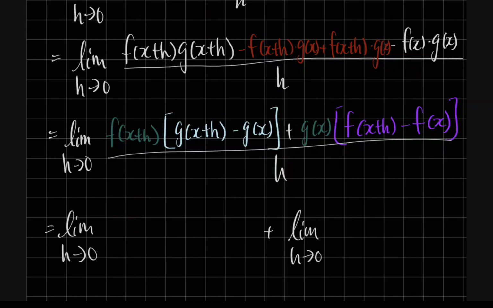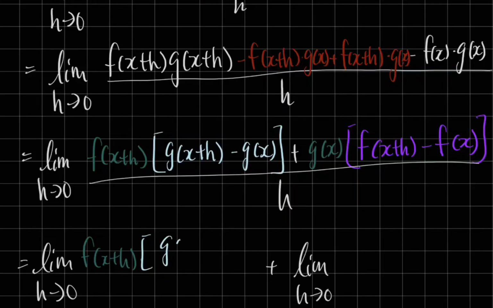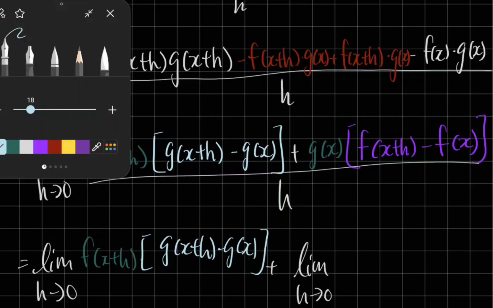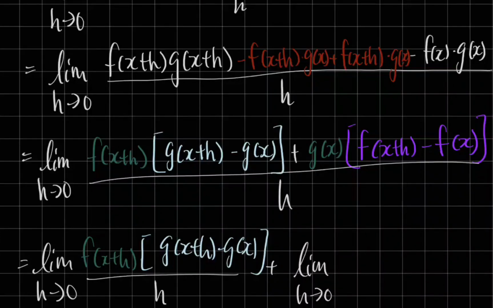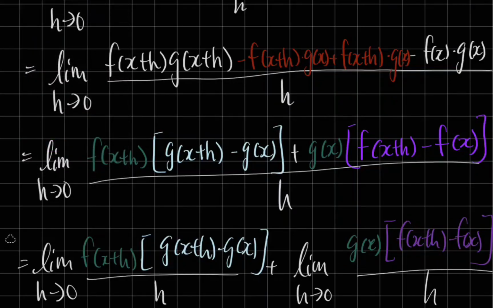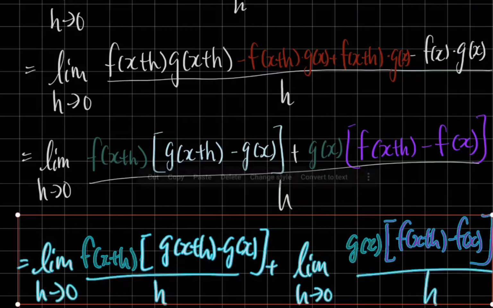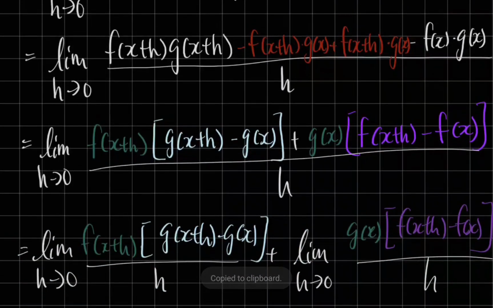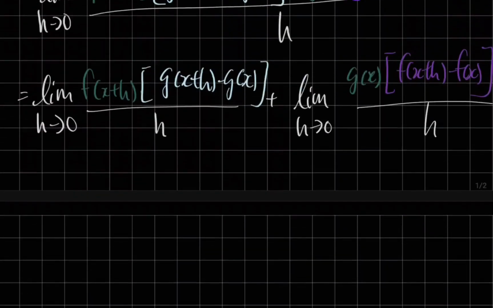We have f(x + h) multiplied by g(x + h) minus g(x) divided by h, and then plus g(x) multiplied with this expression f(x + h) minus f(x) divided by what, class? h. Good job. Okay, so now we have this expression right here, a huge expression. Okay, so I'm going to copy this down for the sake of space, of course.